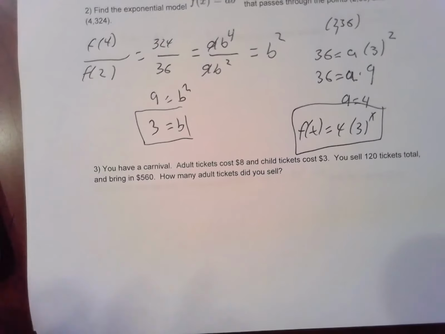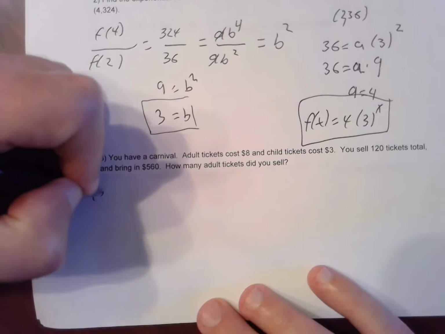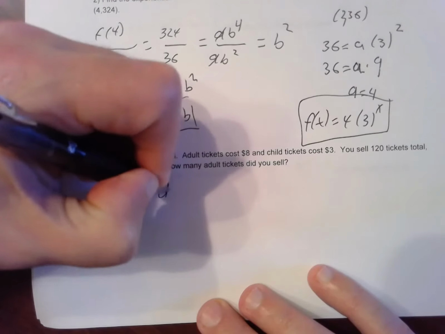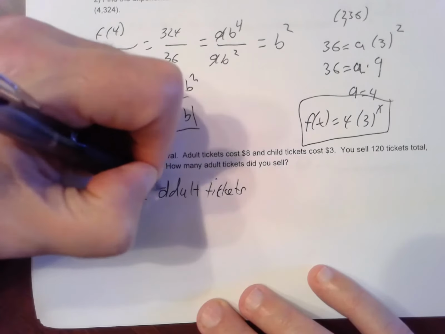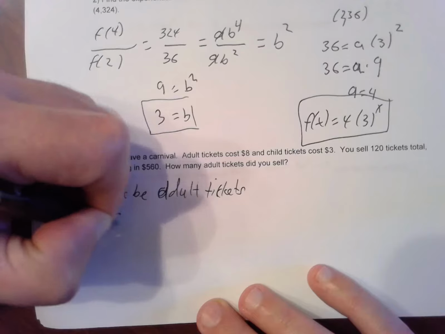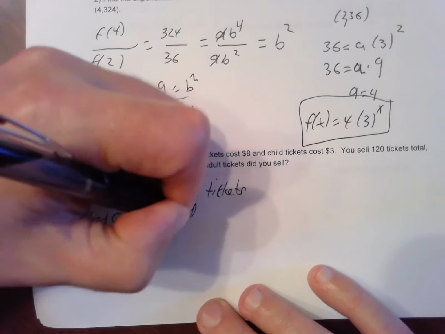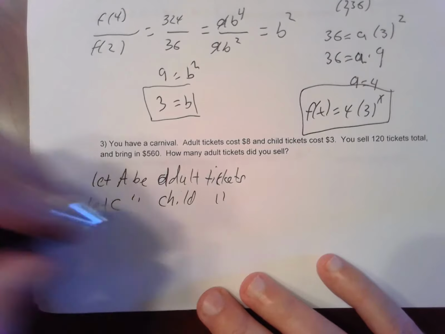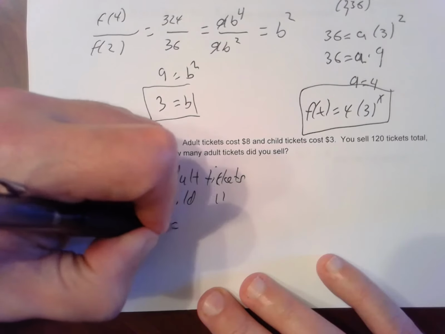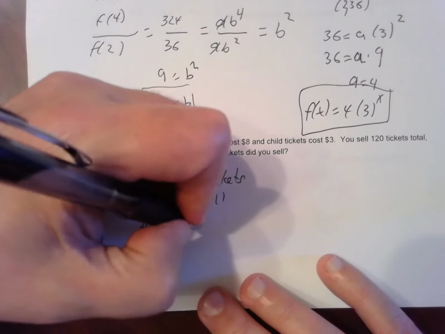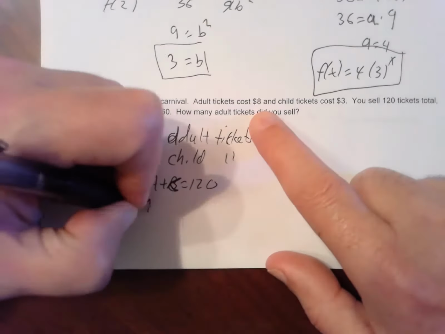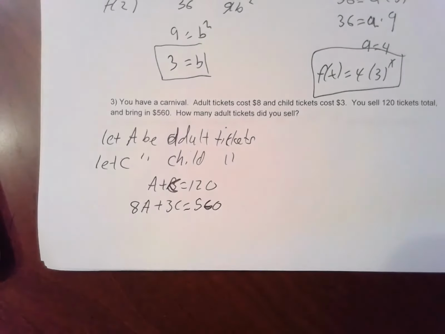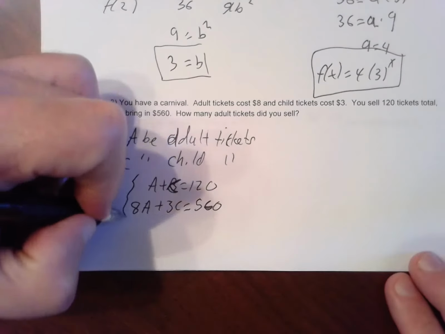Okay, this system of equations problem. Let A be adult tickets. Let C be child tickets. Okay, we then had 120 total. A plus C equals 120. We made $8 off the adults, so 8A plus 3 times C should be 560. Solve that system of equations.